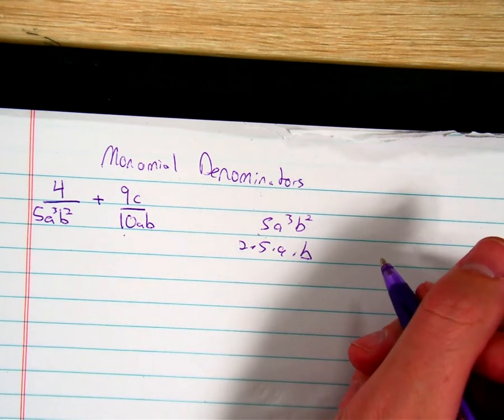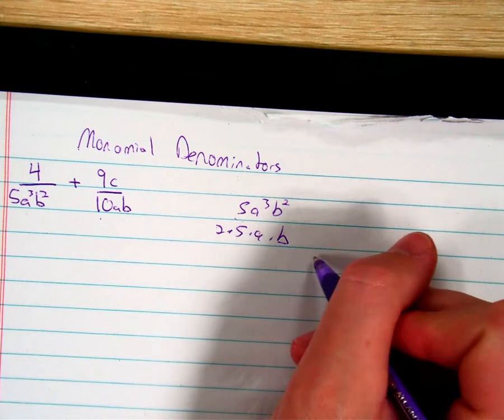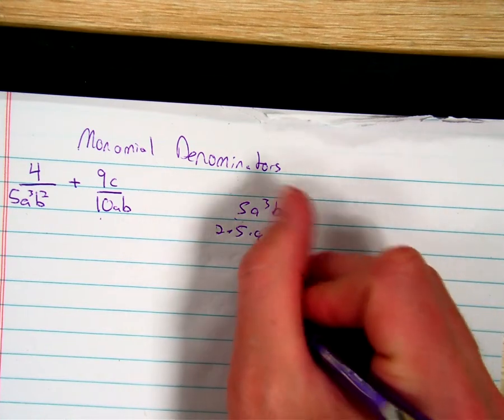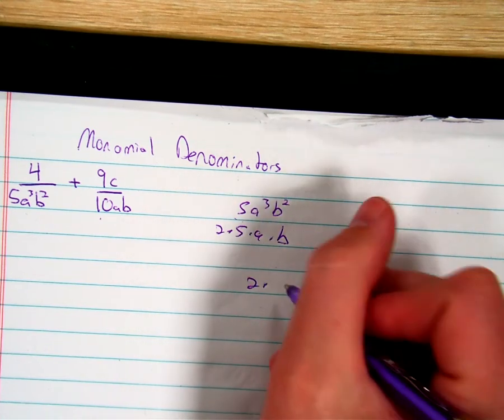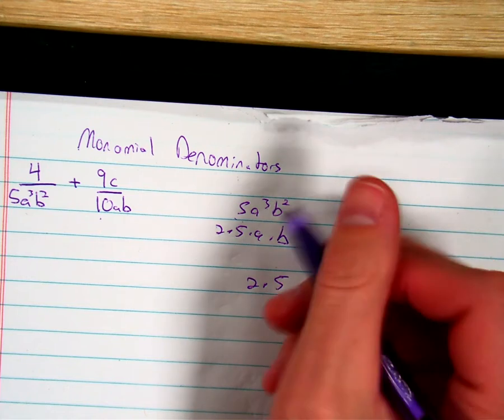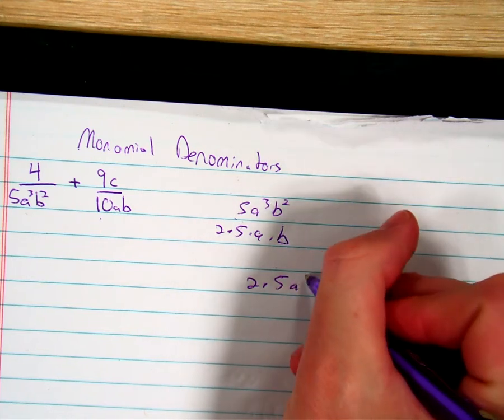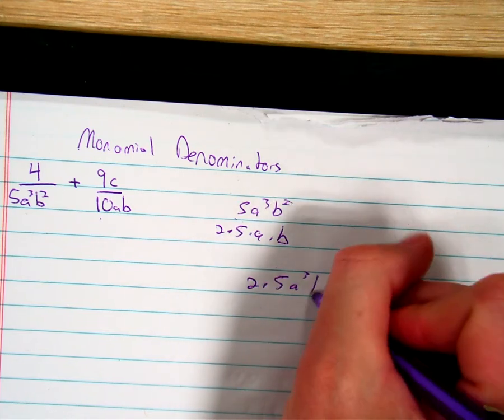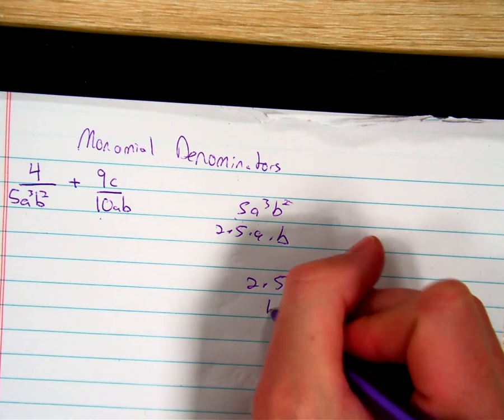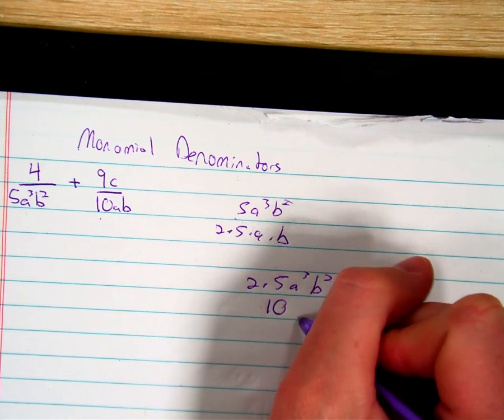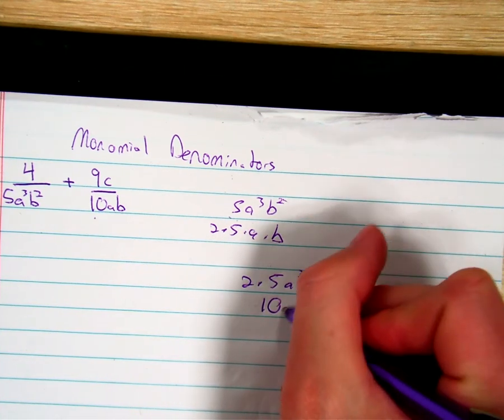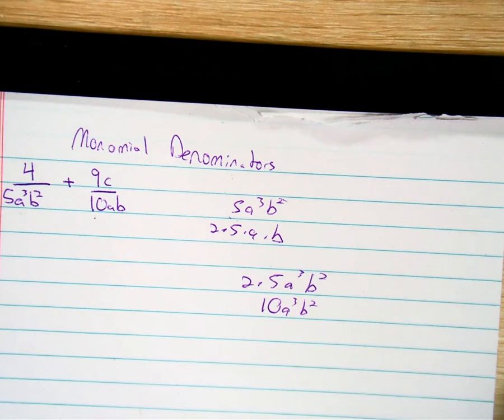So which ones am I going to take? 2, obviously, that's the only one I have. 5 to the first, 5 to the first, doesn't matter which one. a to the third is my biggest a, and b squared is my biggest b. So my common denominator is 10 a to the third b squared. That's what I want the bottoms to be so I can add them together.